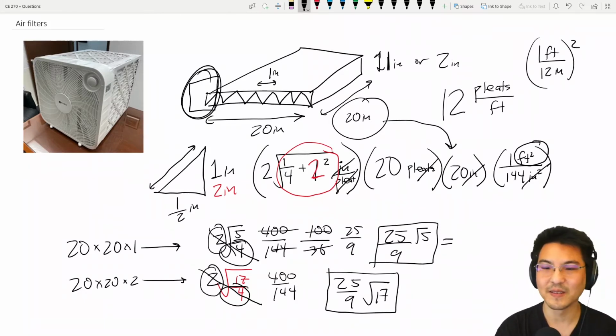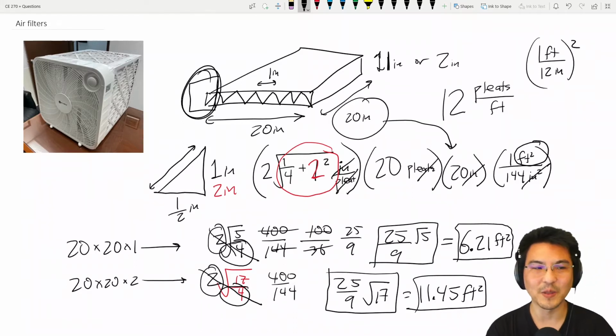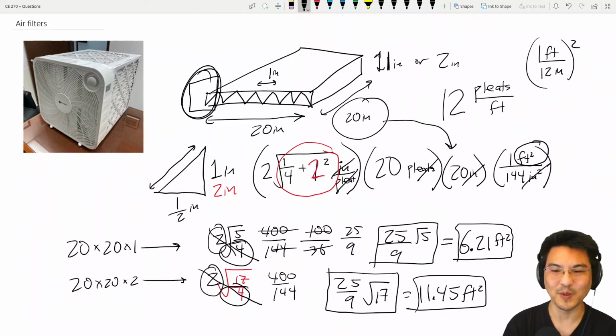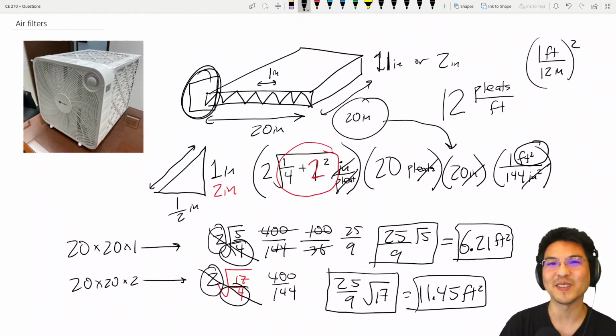Okay, so this is 6.21. And this is 11.45. Okay, so it's about double, not exactly. It's 80-something percent more. Okay, but what if we try another approach? Let's CAD the filters and then ask the computer to tell us the surface area. Okay, so let's do that next.